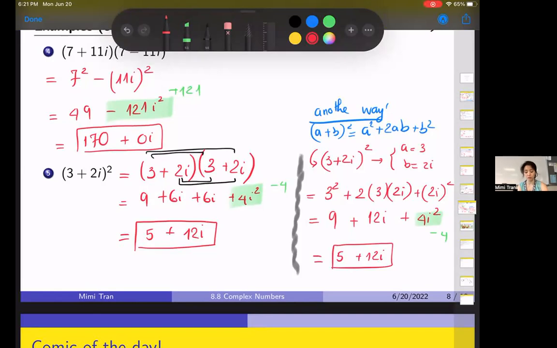Whichever way you prefer. For me, I like the blue one. It's just faster, and I always remember the formula. But if you don't want to remember anything, FOIL always works.